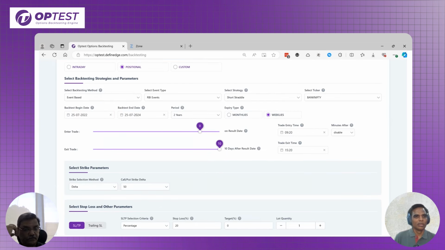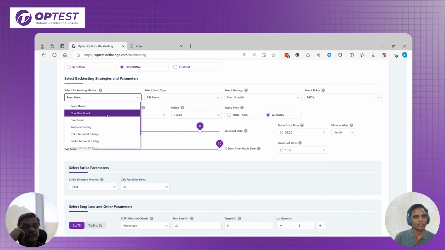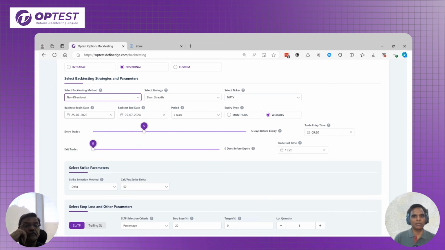That is one. And then we have non-directional backtesting methods. So here, this is a positional, and here we can choose how many days before. This is also very similar to time-based straddles, but only here we are selecting how many days before we want to enter the strategy. Okay, 5 days before expiry, 10 days before expiry, like that. So here, let's say I want to enter maybe 10 days before expiry and exit on the expiry day. Okay, here you can choose on the expiry day.